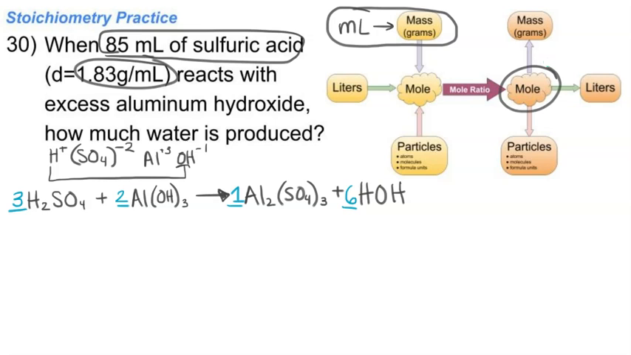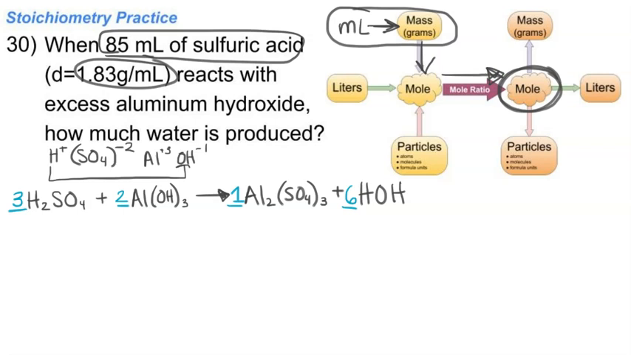Since it doesn't specify whether it needs to be grams or liters or moles or particles, I'm just going to go to the closest thing that will get me into my new unit, and I know that is the mole. And so I'm going to have one step to get me from milliliters to grams, then grams to moles of my same substance, and then moles to moles of my new substance. So this will be a 3-step problem here.